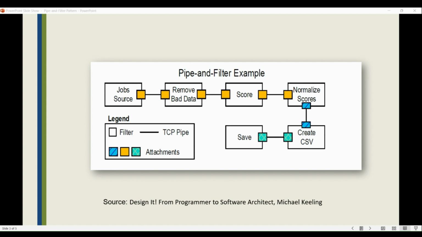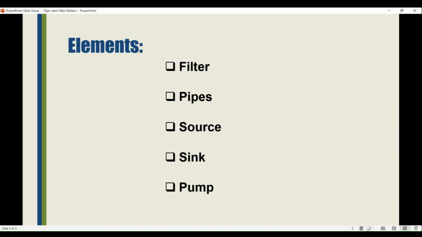Now let's first talk about the key elements of this pattern. As we can see here as well, there are certain filters that are connected via the pipes and there are some attachments. So filters and pipes make this pattern complete. But in some variants, we have the source and sink and even the pump element as well.